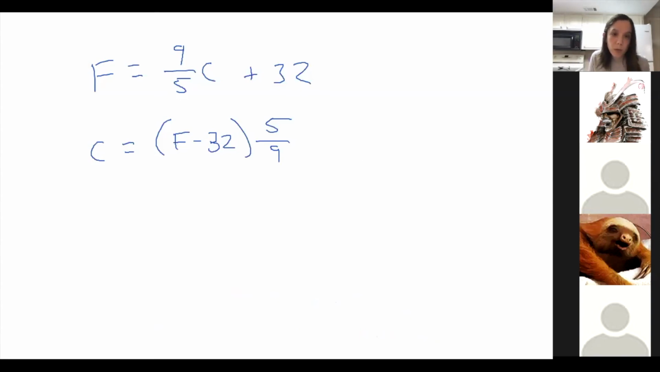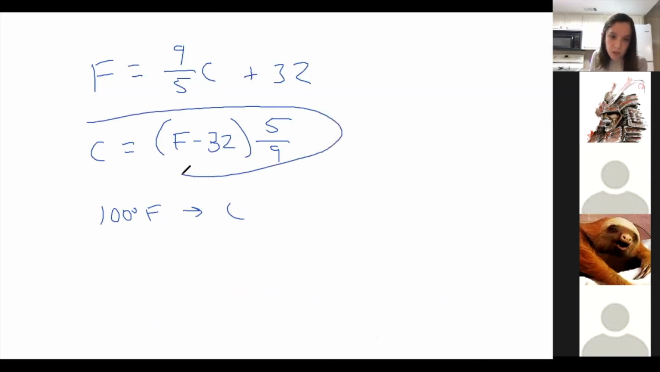Okay, so let's go through an example with this. Let's say you wanted to know 100 degrees Fahrenheit in Celsius. So we're given Fahrenheit, we want to find Celsius. We'll use the second equation to do that. So whatever we're given should be in the equation. Whatever we want to find should be isolated on the left-hand side.